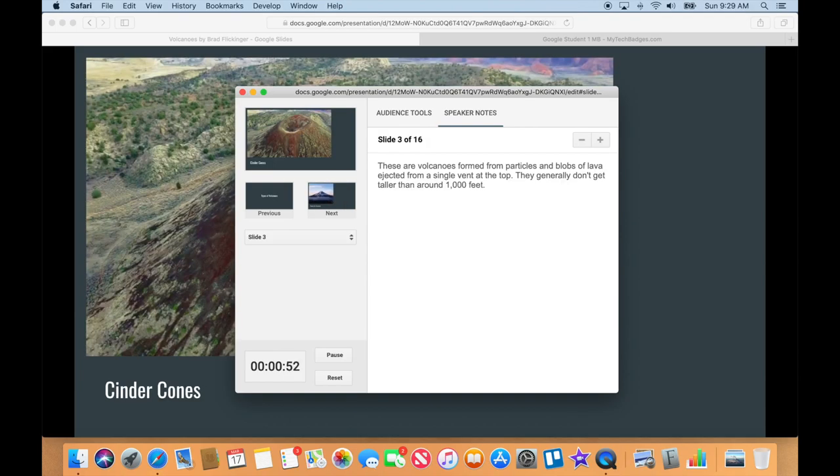And this one comes, yeah, now I stumbled on my words again. This one coming up is one called the Cinder Cone Volcano. And as you can see from this one, these are volcanoes formed from particles and blobs of lava ejected from a single vent at the top. And they generally don't get taller than around 1,000 feet.